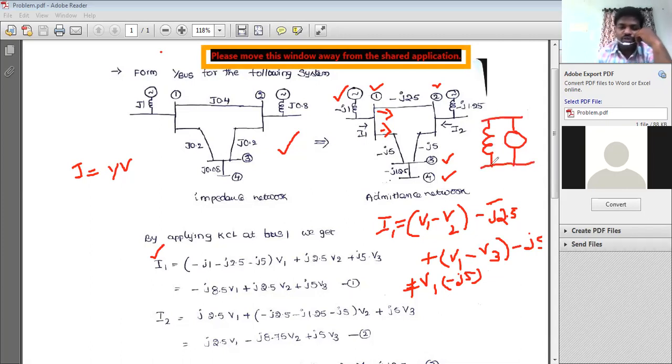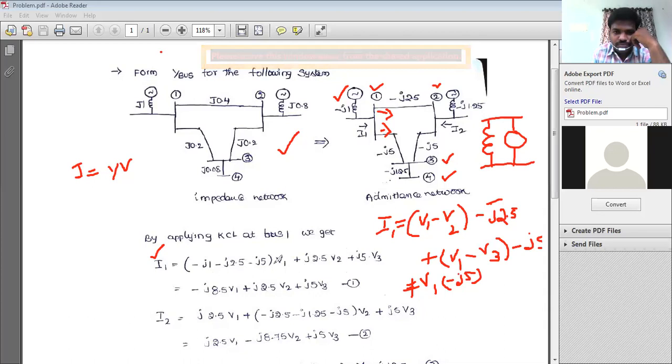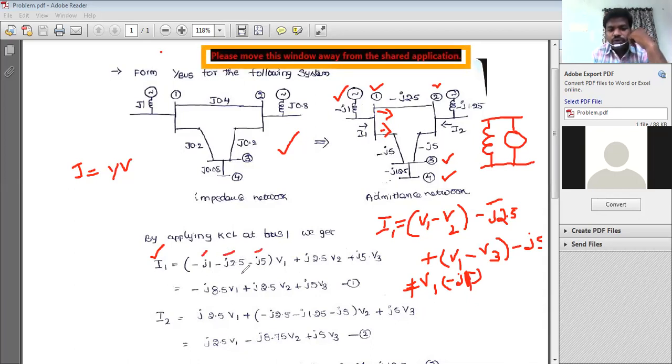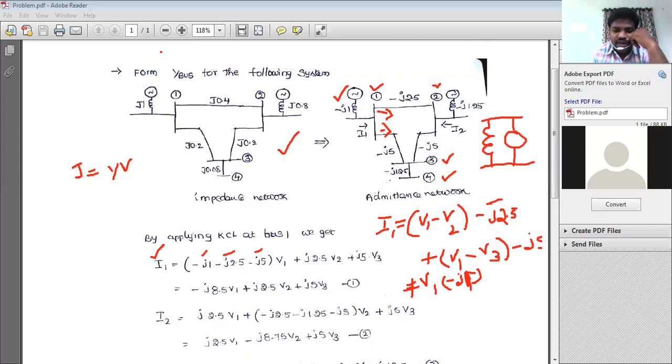Now this has been connected to bus number 1. So now you see here V1 into minus J. So I can separate all the terms which contain V1 here. So minus J1. See here, this is minus J1. V1 into minus J1 plus, minus V1 into J2.5, J.5.